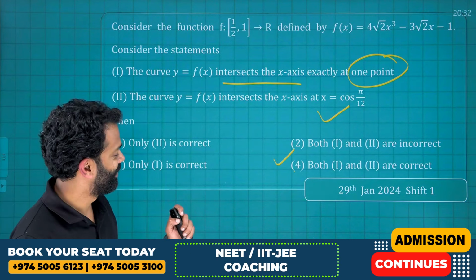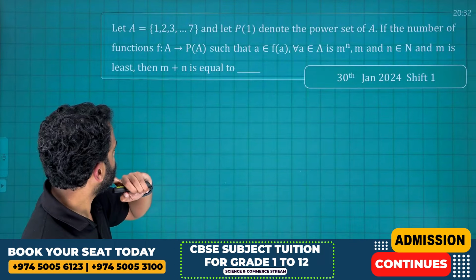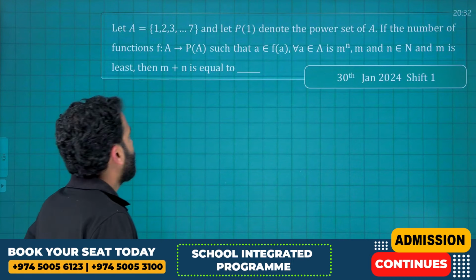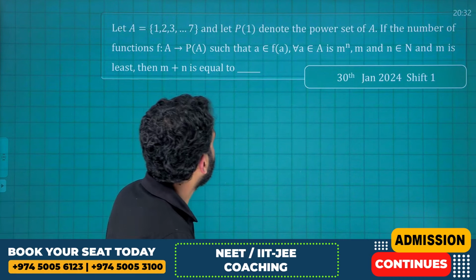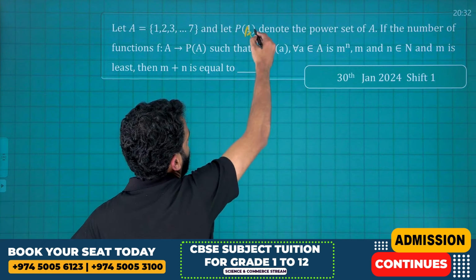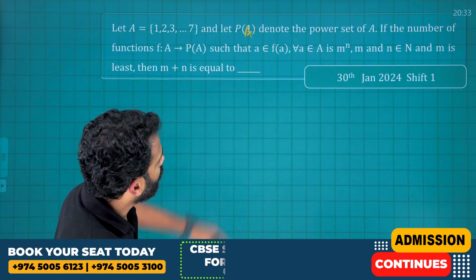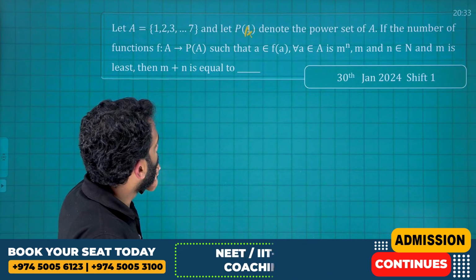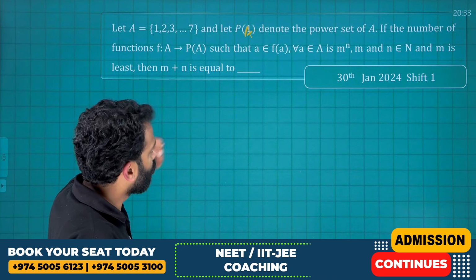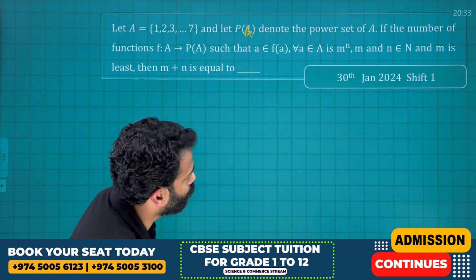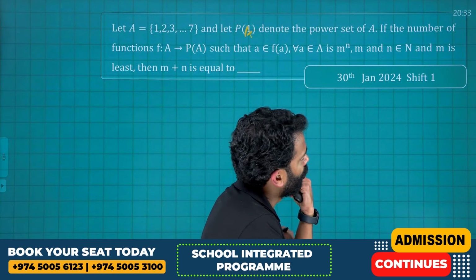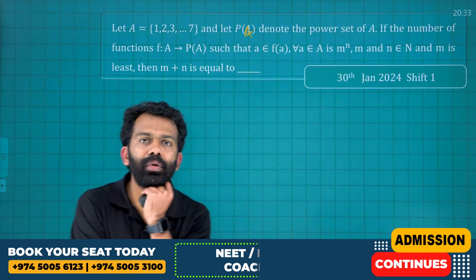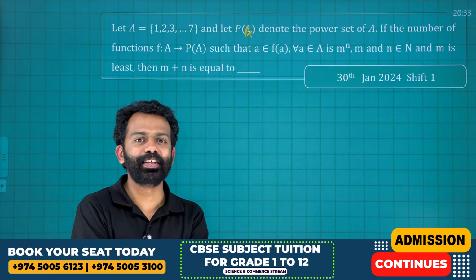Next one. Yes. A is equal to the set 1, 2, 3, up to 7. Okay, and P of A denotes the power set of A. If the number of functions from A to P of A such that a is an element of f of a for all a in set A is m raised to n, where m and n are natural numbers and m is least, then m plus n. How are you going to find the value here?